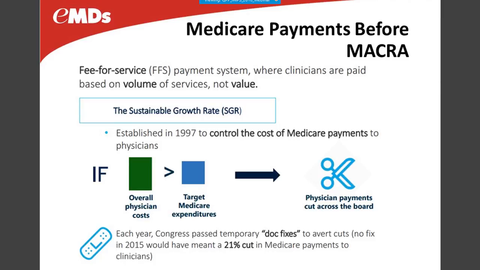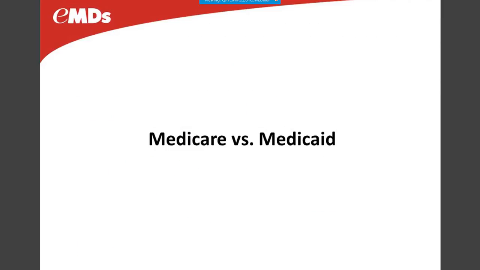MACRA also repeals the sustainable growth rate, which is something that caused quite a bit of stress each year, threatening to have a large percentage cut in Medicare payments to clinicians. So we don't have to worry about that anymore under MACRA. But MACRA does quite a few other things. And so I want to start out with a clarification on Medicare versus Medicaid and what the difference is under the MACRA ruling and regarding the quality payment program related to MACRA.